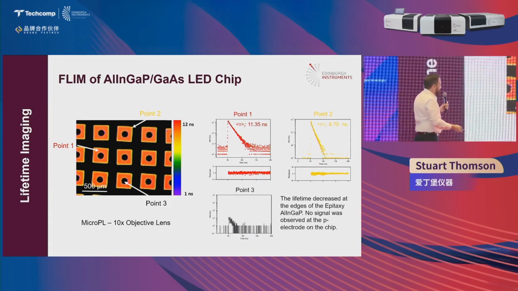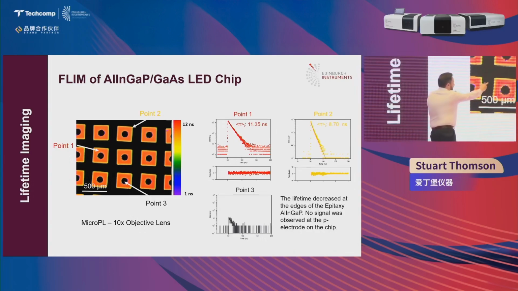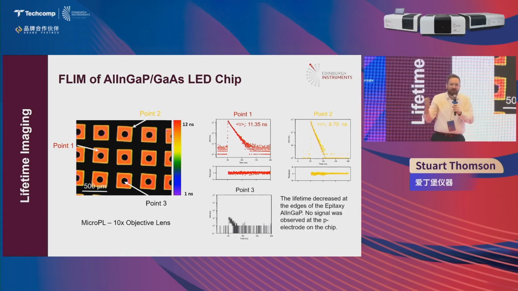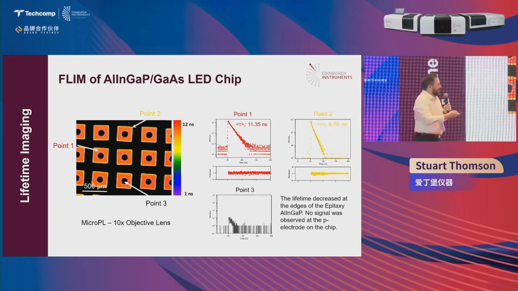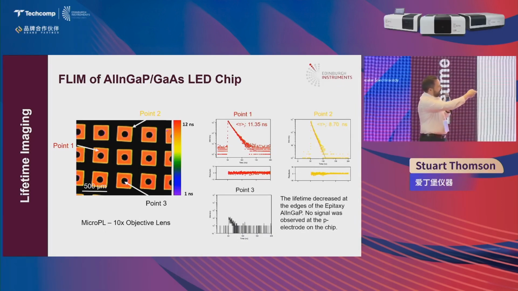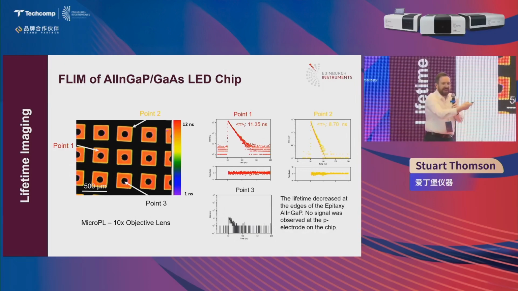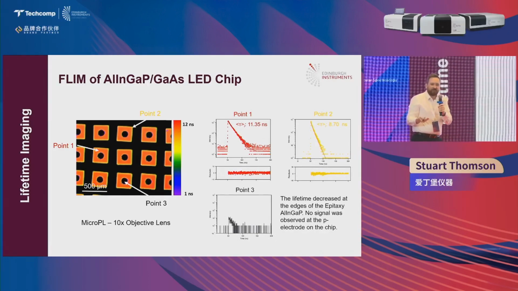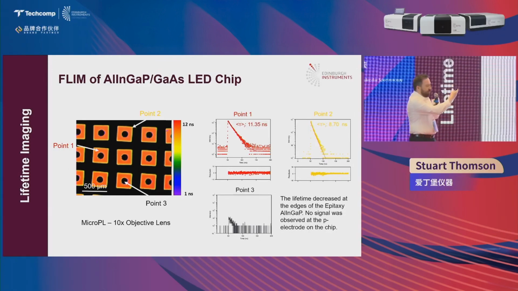However, we can also see, as we move towards the edges of the chip, that the color is now turning to orange. And at the edge of the chips, the lifetime is shorter, around 9 nanoseconds. So using the micro-PL, we can explore how the lifetime varies over the sample.